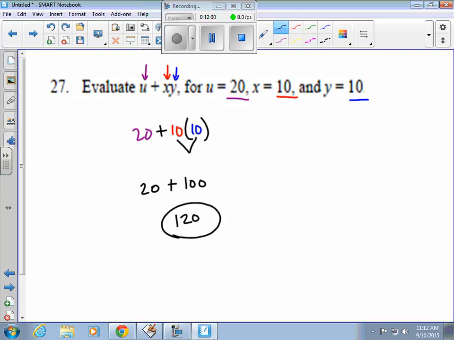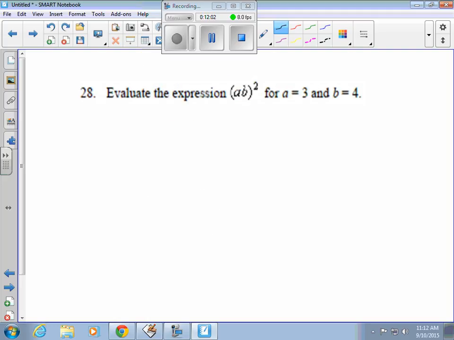And then the last problem, number 28, tells you to evaluate the expression AB squared when A is 3. So in place of A, we'll plug in 3. And B is 4. In place of B, we'll plug in 4. Those are multiplying by each other since they're right next to each other. And they're both being squared. Order of operations tells you to do what's in parentheses first. 3 times 4 is 12. And then 12 squared means not 12 times 2, but 12 times itself. 12 times 12, which is 144.